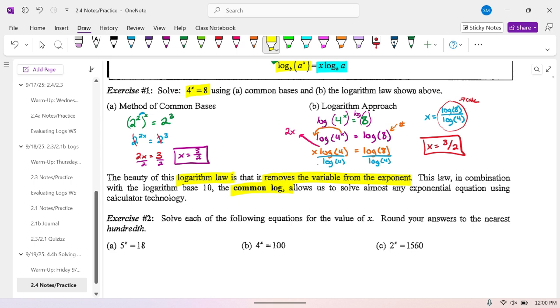Now, if this was me, my go-to is natural log, so ln. It doesn't matter what log you use as long as you keep it consistent. In this class, I just recommend the common log or the natural log. It doesn't matter which one you use as long as you keep it consistent. Okay? But we're going to majorly use common log here.